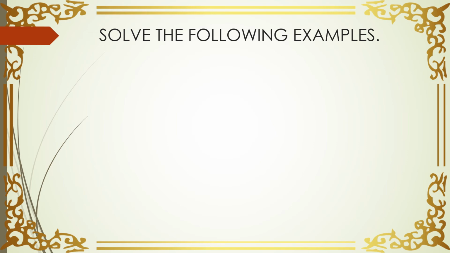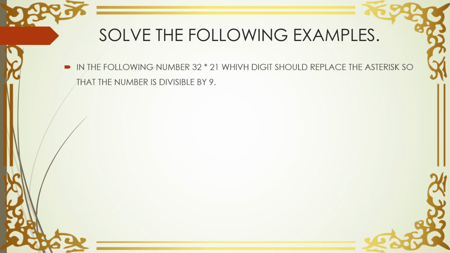So let us solve the following examples. In the following number 3, 2, asterisk 2, 1, which digit should replace the asterisk so that the number is divisible by 9? If you know the test of divisibility for 9, you should know that you add up all the digits of the given number. उसके अंदर जितने भी digits हैं वो सबको हम लोगों को add up करना है.